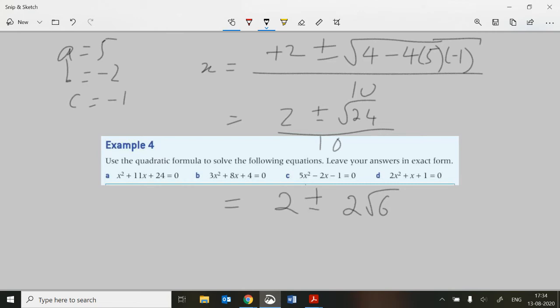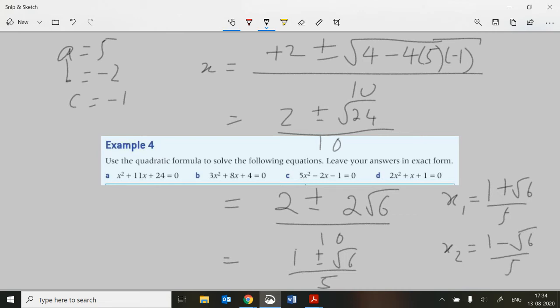We've got 2 there, plus minus this thing, over 10, and you can see now that we could factorize out 2, and then we could cancel that with a 2 on the bottom. Or in other words, let's divide top and bottom by 2. So we're getting 1 plus or minus square root of 6 over, not 2, over 5. Now that gives us 2 solutions. The first solution, x1, is going to be equal to 1 plus the square root of 6 over 5, and x2 is going to be 1 minus the square root of 6 over 5. We've got 2 solutions. We can put a comma in between them if we want to.